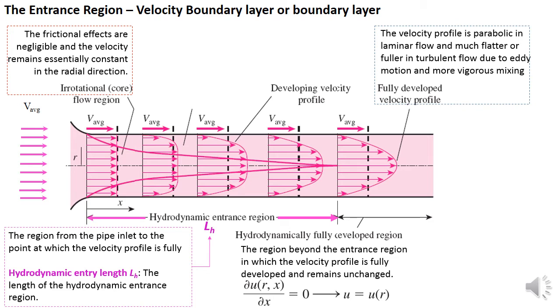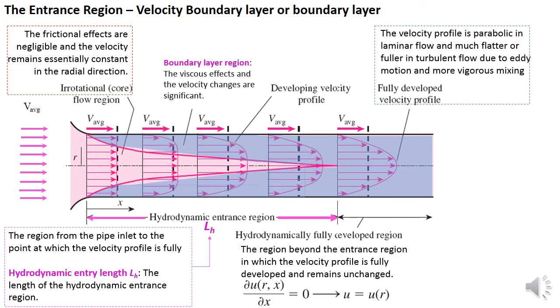As you can see here, ∂u(r,x)/∂x is equal to 0. This is the case for the hydrodynamically fully developed region, and the velocity profile is u as a function of u(r). In the hydrodynamic entrance region, ∂u/∂x is not constant. So please keep this in mind.